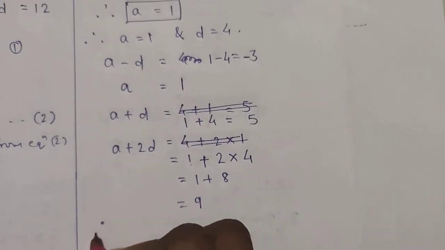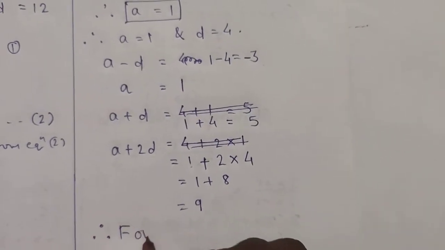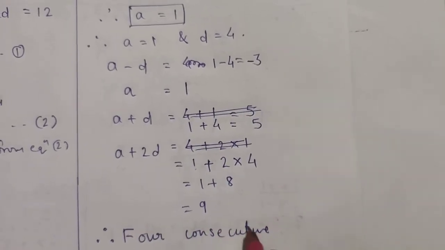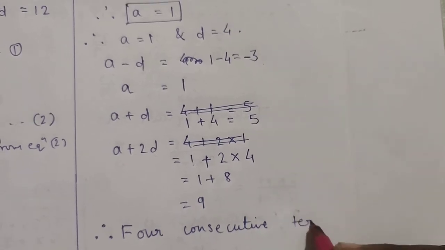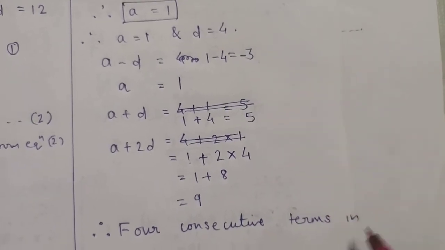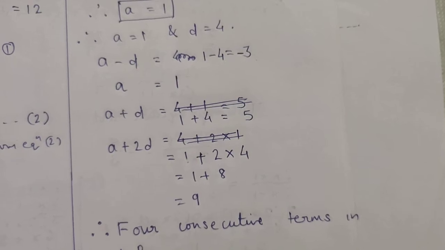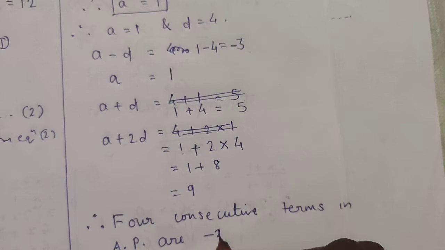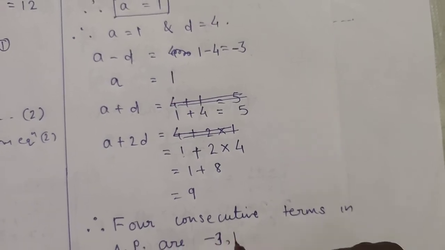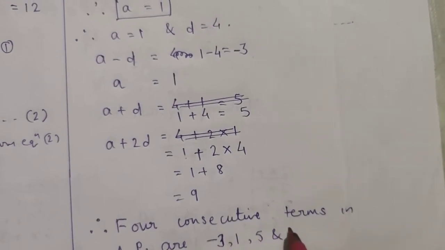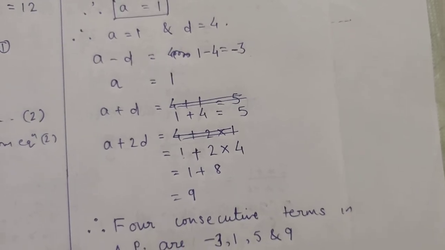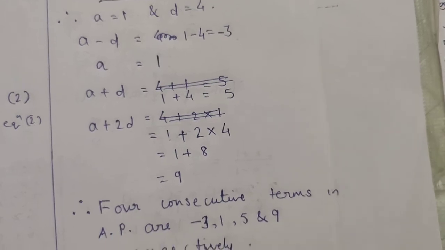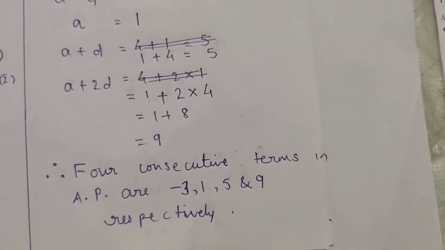So let us write our final answer. Therefore 4 consecutive terms in AP are minus 3, 1, 5 and 9 respectively. Okay, so we have done this.